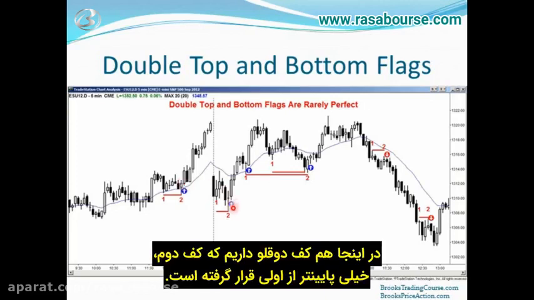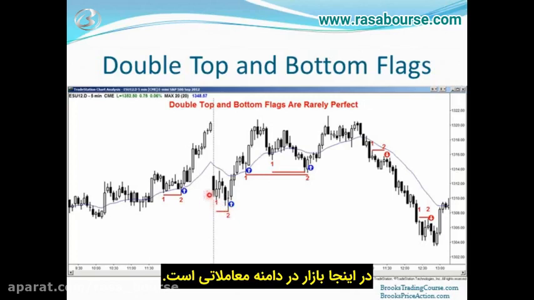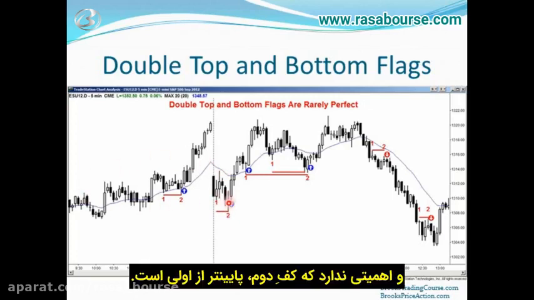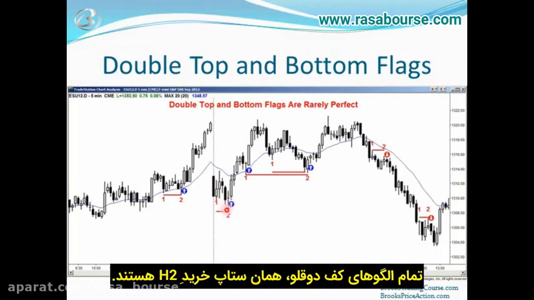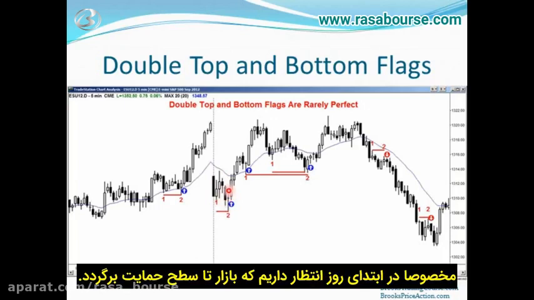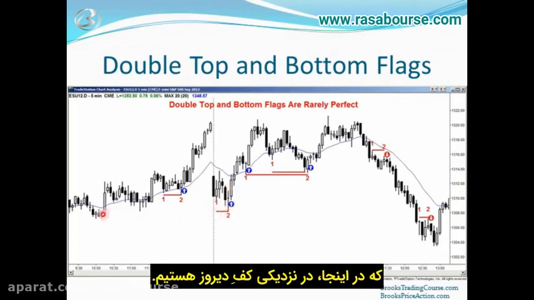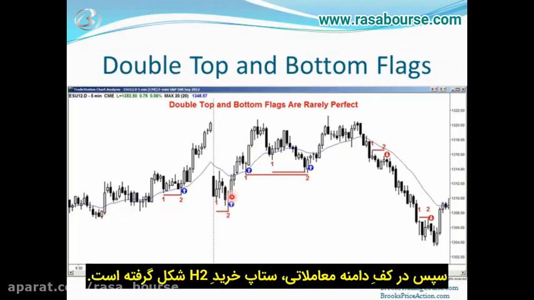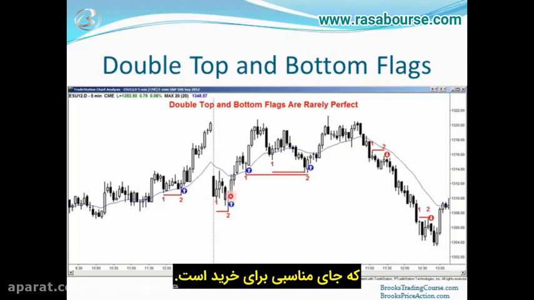Here you have a double bottom with the second low a lot lower than the first. At this point, it's in a trading range, and it doesn't matter that the second is lower than the first. Any double bottom is a high to buy, especially on the open, you're looking for reversals up near support. We're near the bottom of yesterday. We're near yesterday's low, so that's the support level. And we have a high 2 at the bottom of a trading range. It's a reasonable buy.